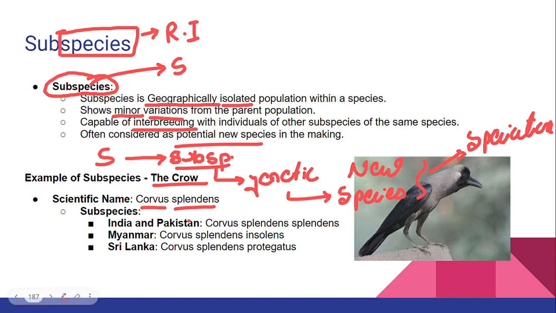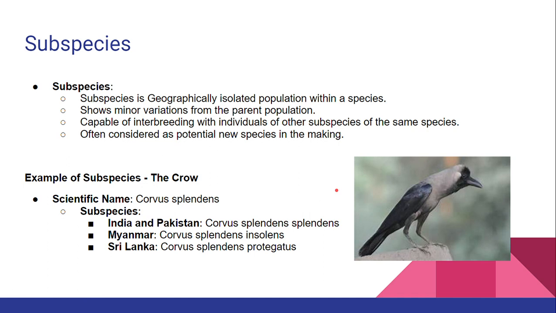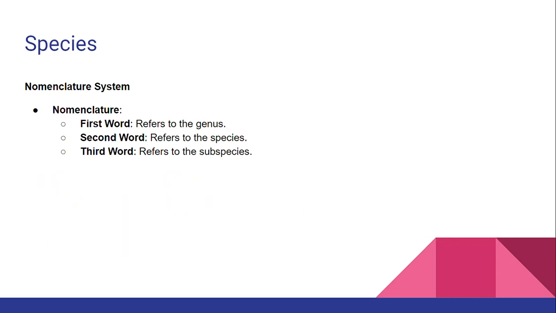So the example in your textbook is given, the crow, that is Corvus splendens. In India and Pakistan we call it Corvus splendens. In Myanmar we have Corvus splendens insolens, and in Sri Lanka we have Corvus splendens protegatus. Now we have already studied about two words. What is this third word? Whenever you see a third word, we are talking about the subspecies. So here splendens, insolens and protegatus are your subspecies, right?